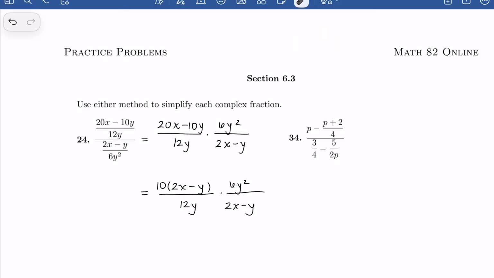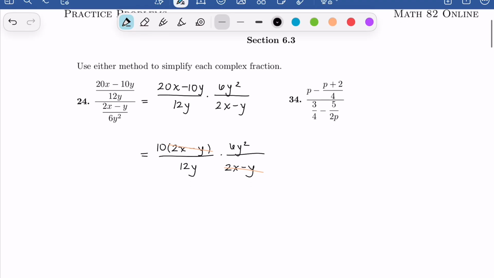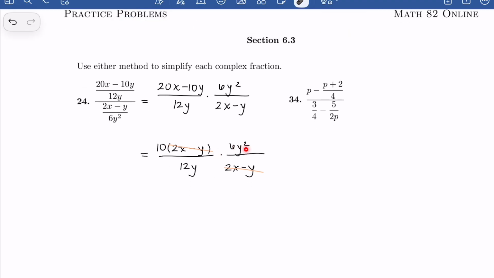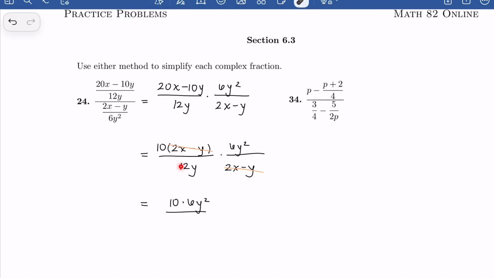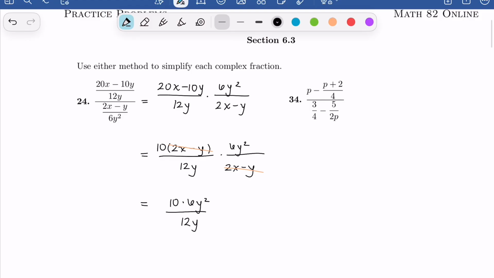But notice I now have a 2x minus y in the top here and the bottom. So these are actually going to cancel, and I'm just going to be left with 10 times 6y squared in the numerator. And then in the denominator here, I'm going to have 12y times just 1. So I'm going to end up with 12y.